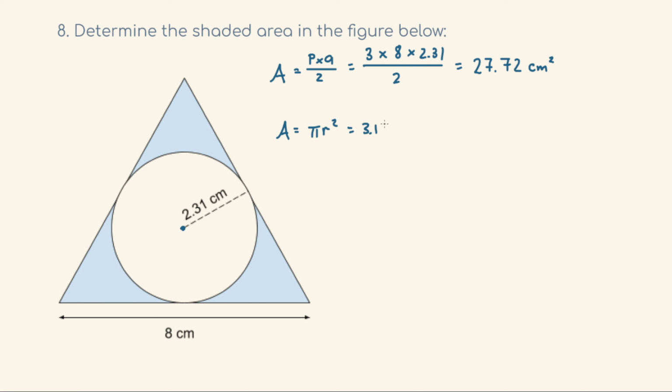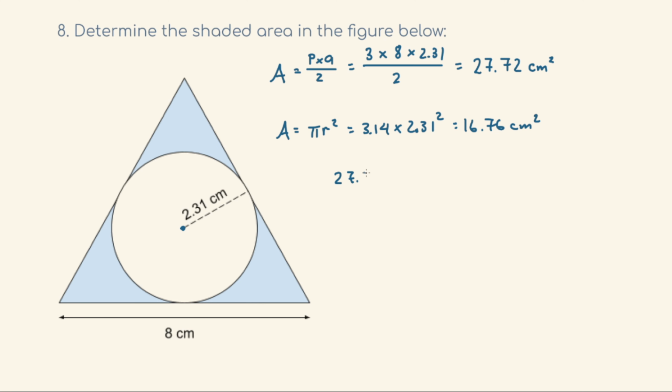Now the area of the circle, okay, you can use pi r squared. So 3.14 times 2.31 squared. Remember, squared means times itself. Okay, so on your calculator, you could do 3.14 times 2.31 times 2.31. Or if your calculator has that squared button, you can just click that right there, okay? And that's going to come out to 16.76 centimeters squared.